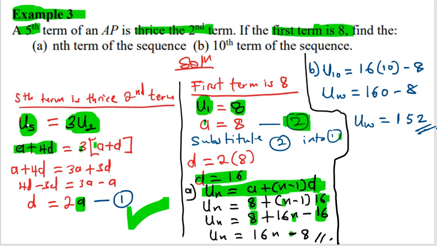Now the last part is to find the 10th term. So to find the 10th term, what you have to do is to substitute 10 in place of n, and that is what I have done here. So when you do that, you have U10 equal to 10 times 16. That is 160 minus 8, and the final answer is 152. That is your 10th term.